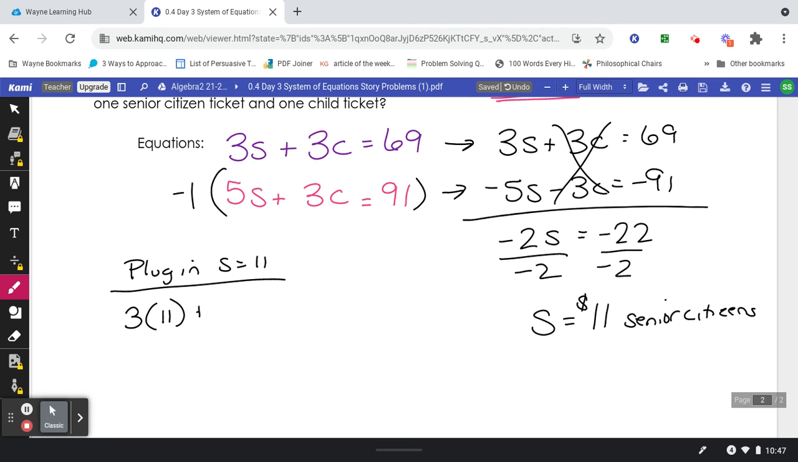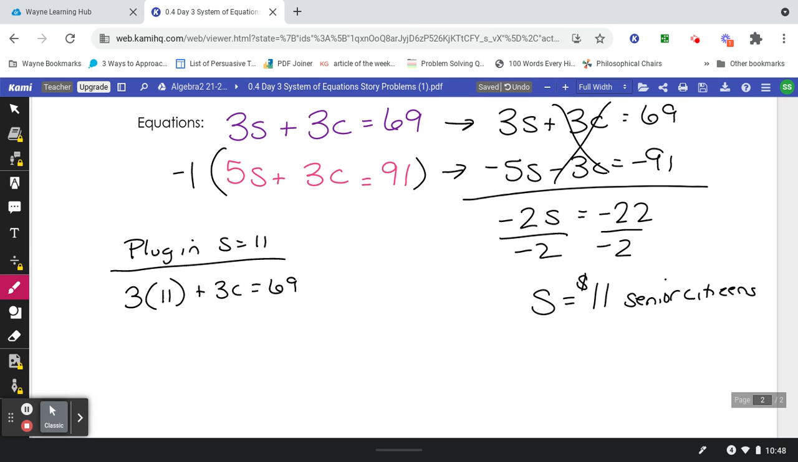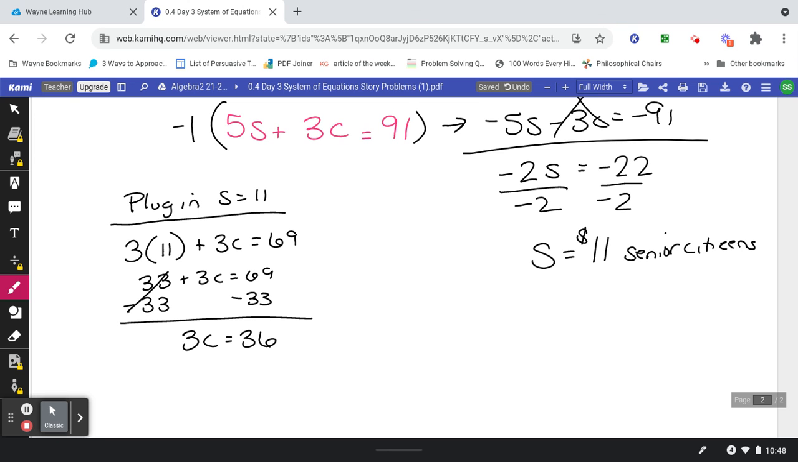So 3 times 11 plus 3C equals 69. Multiply. Subtract. And divide. So it's $12 for a children's ticket and $11 for a senior citizen's ticket.